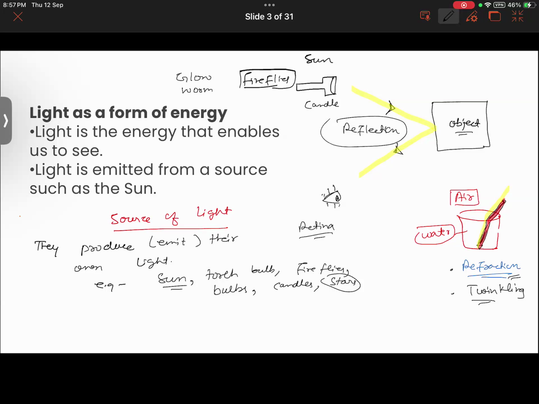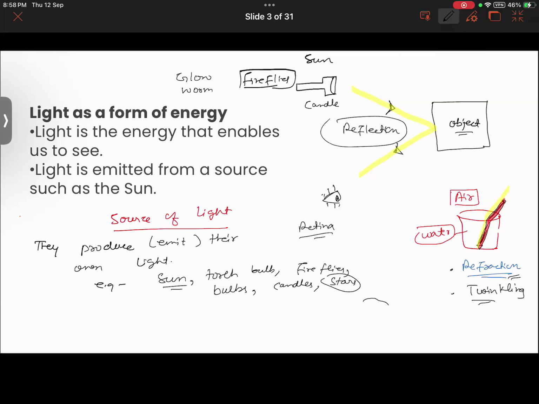Now the question is, why does the moon also appear to be giving out light, although it is not giving its own light? Because it depends on the sun's light. It doesn't have its own light, but because of the sun's reflection on the moon, it gives light. Good.